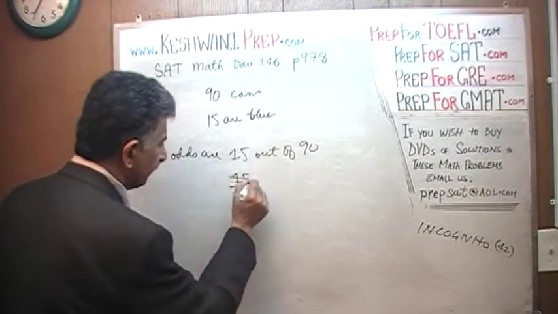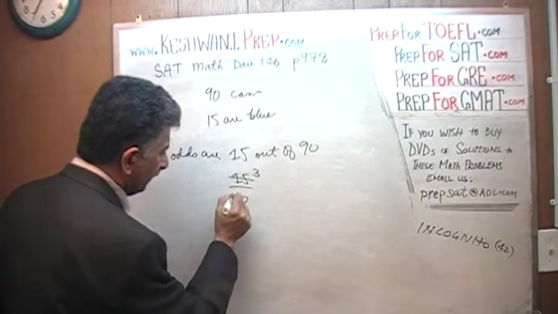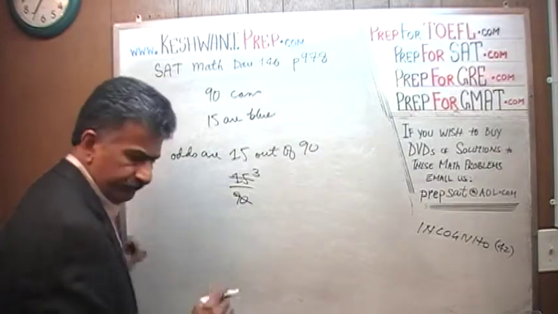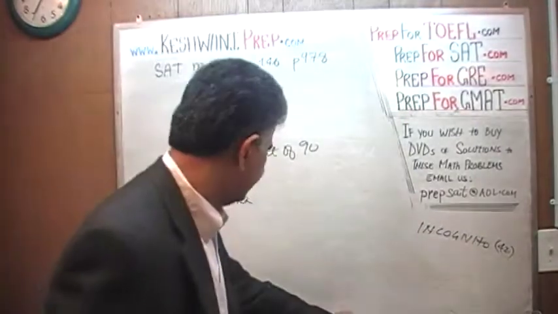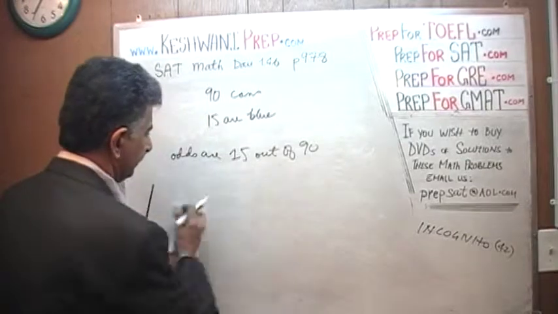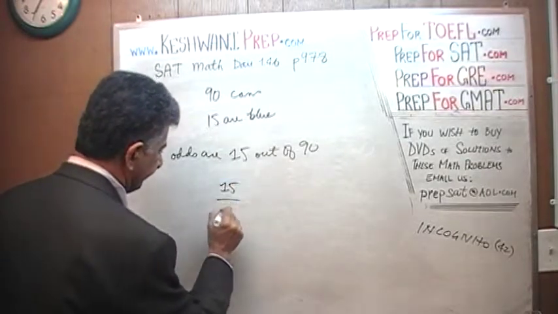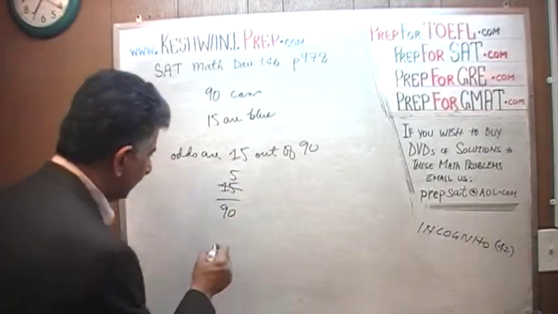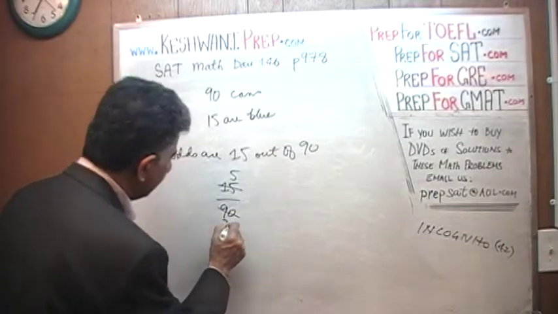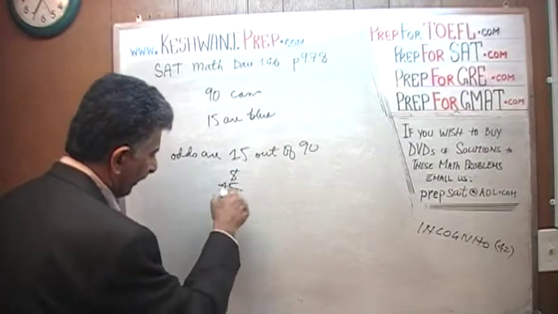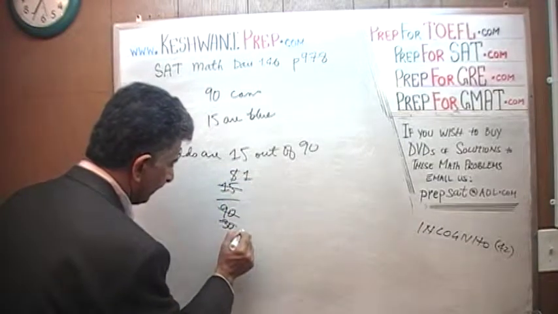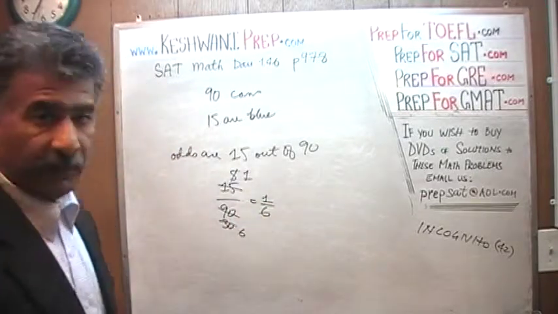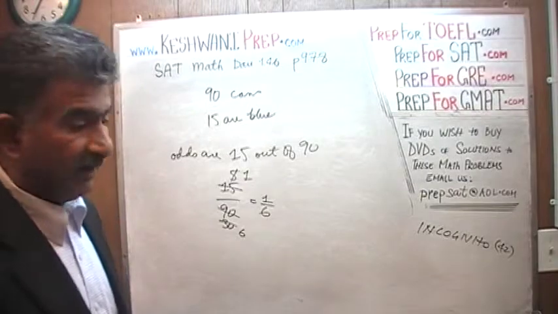Let's divide top and bottom by 3. 15 has 5 3's, and 90 divided by 3 is just 30, and we can go one more time. Divide top and bottom by 5 and get 1, and 30 divided by 5 is 6, so it's 1/6. That's it. The way I was going is that I was dividing top and bottom by 5 to start out with.